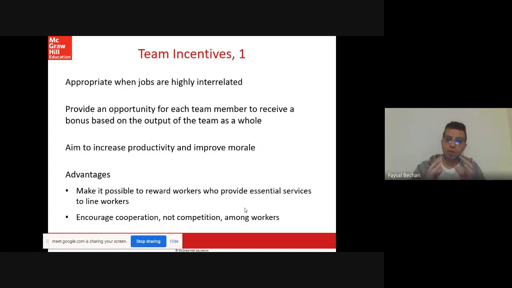So the aim is to increase the productivity and improve the morale for every member of one team. And the advantage is that it makes it possible to reward workers who provide essential service to the line workers, and also encourages cooperation, and people are not competing with each other in the same team. They are helping each other to produce and create cooperation. It's just like when you do your assignment in a group, you are helping each other to have a better assignment to get a better mark, something in that sense.